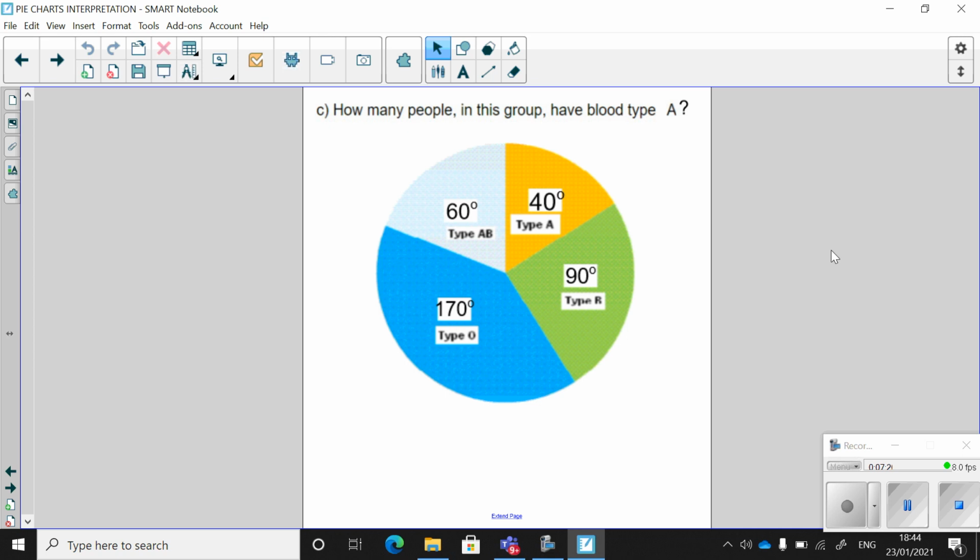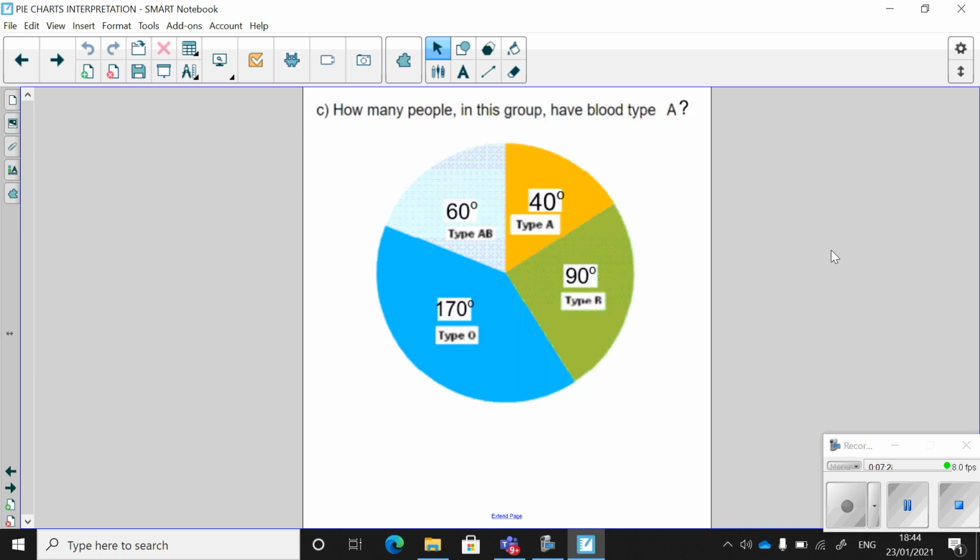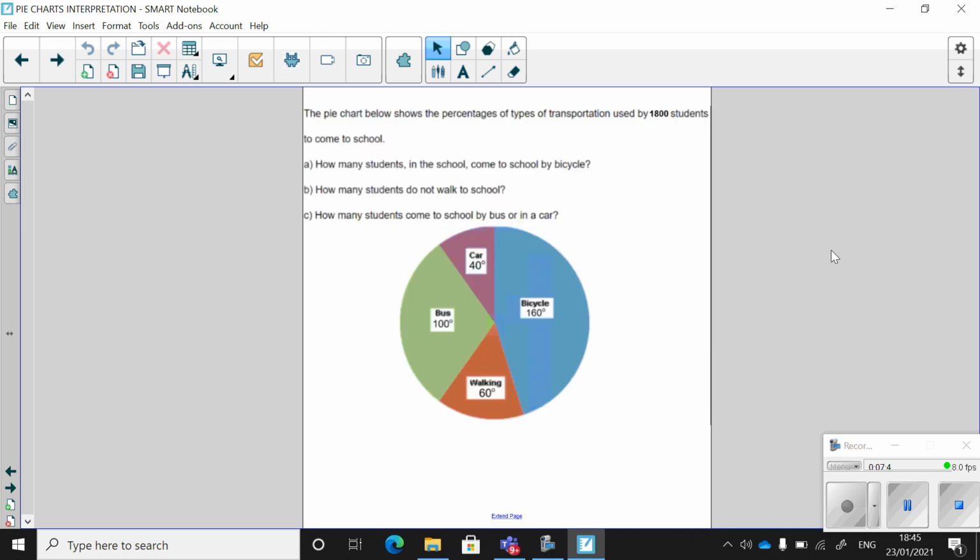How many people in this group are blood type A? A, that's 40 degrees. Oh, I've not worked that out. So I'm going to leave that for you. That's one for you to do. It's basically just following the same rigmarole there. So we're just going to move on to another question here.